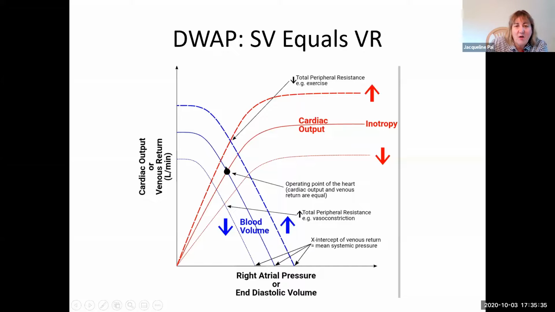This black dot right here is where the heart normally operates, which is when venous return is exactly the same as stroke volume exiting. As you change one factor or the other, you can see where the intersections happen among these blue and red curves. So definitely take a minute and play with this and make sure you understand this concept of Frank-Starling and stroke volume and venous return and everything we've talked about so far.